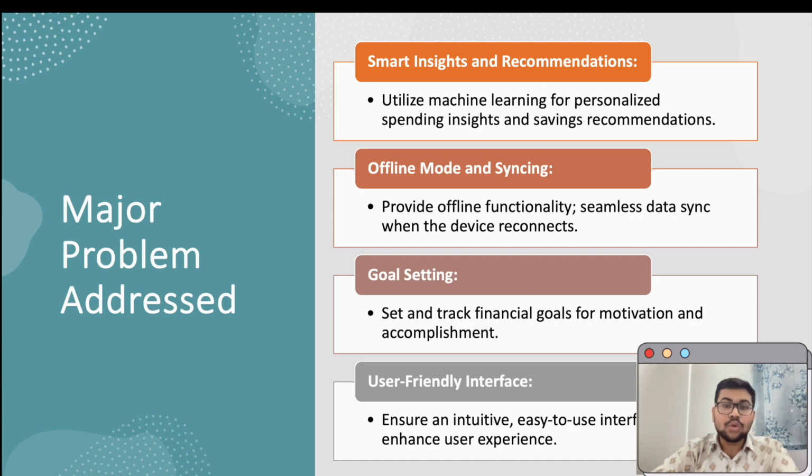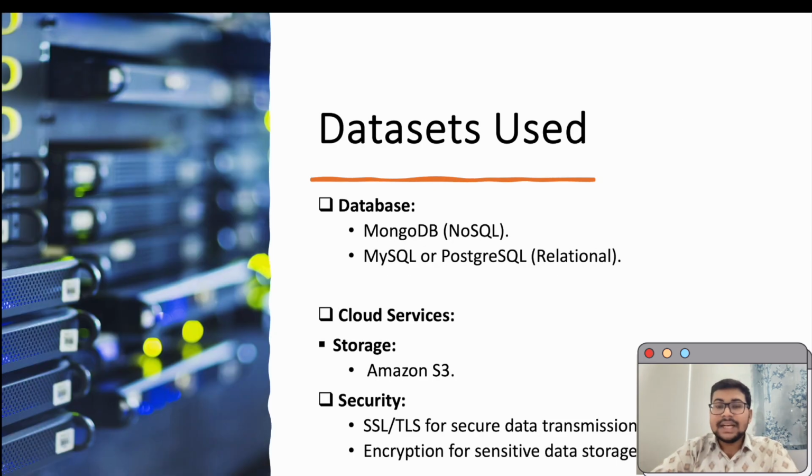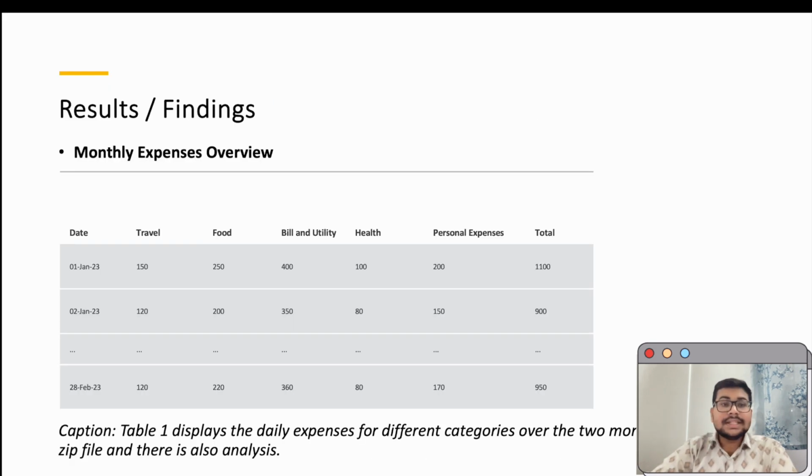online and offline mode, goal setting and user-friendly interfaces. Technology used: for the front end, I have used HTML, CSS, JavaScript. In the back end I have used server-side languages such as JavaScript and Ruby. Database: I have used MongoDB for NoSQL, and MySQL or PostgreSQL for relational. Cloud: I have used Amazon S3, and SSL/TLS security for secure data transmission.